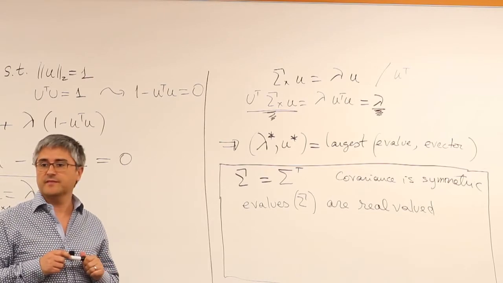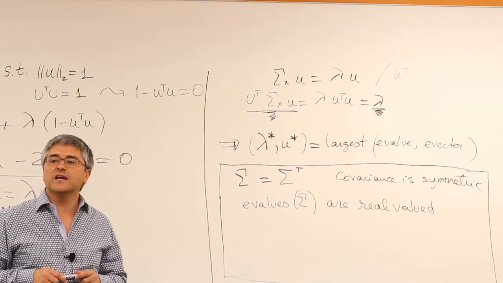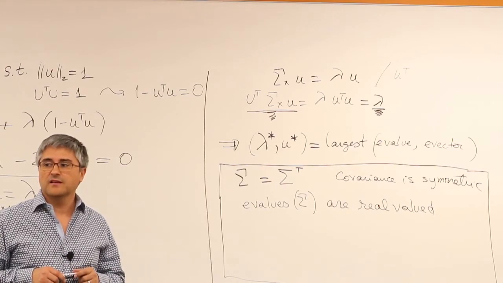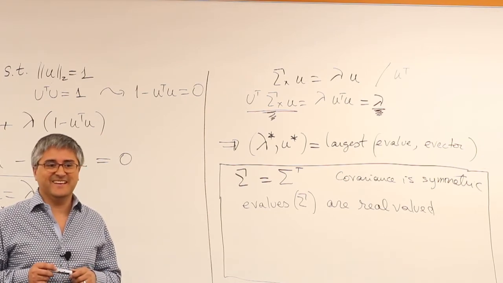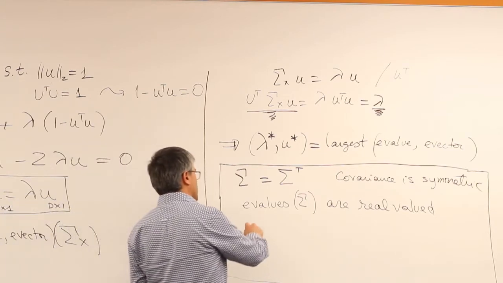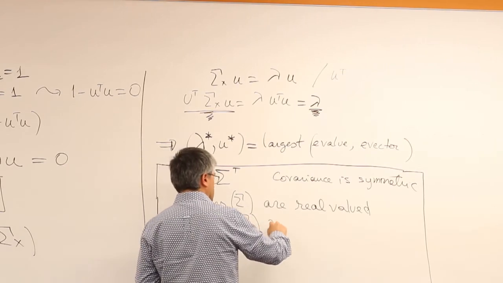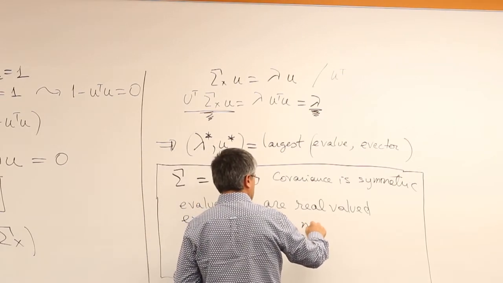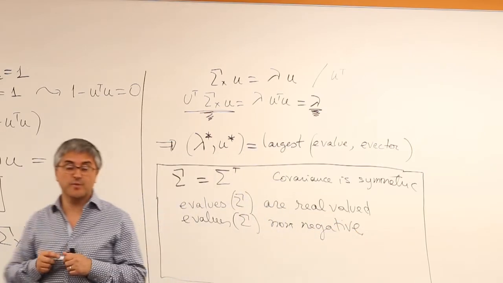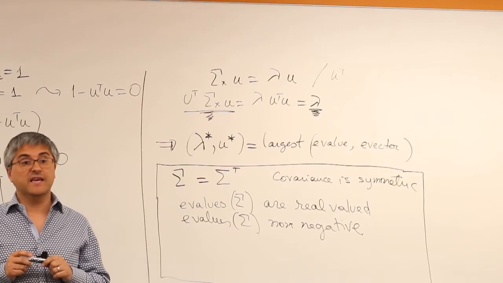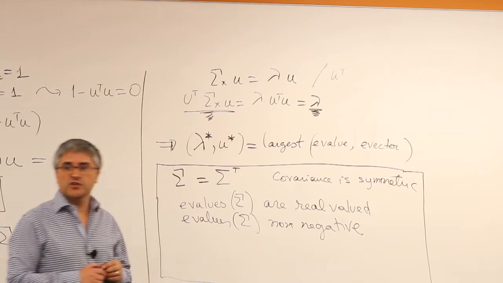Is that clear? But there is something else that could go wrong. They can be real, but what if they're all negative? I'm going to get a negative variance? Probably doesn't make sense. So another property is that the eigenvalues of sigma are non-negative. That's another property that covariance matrices have. Okay, so far so good.